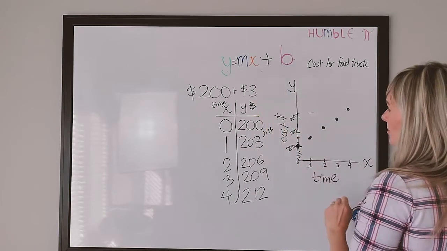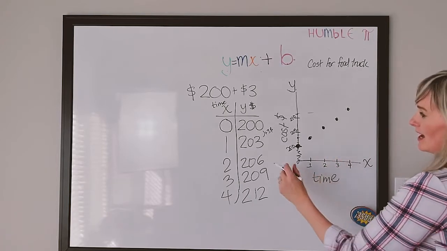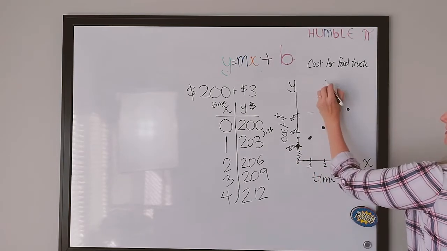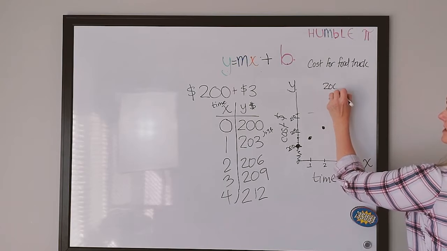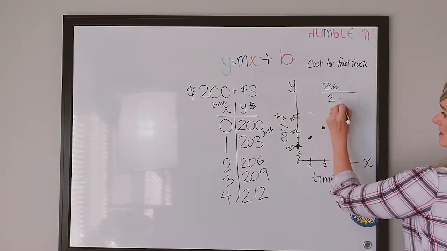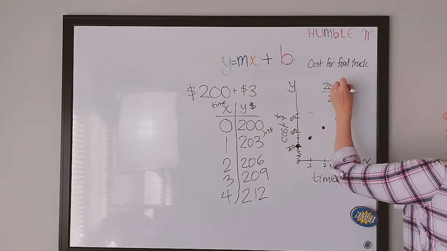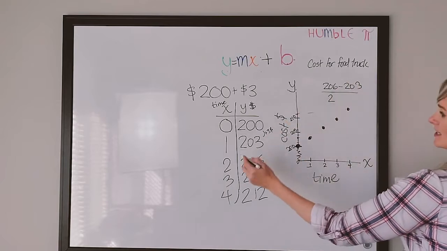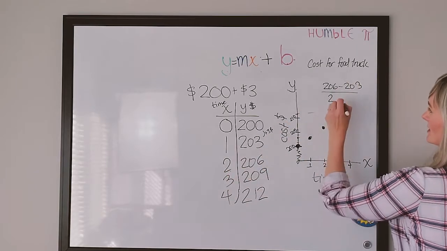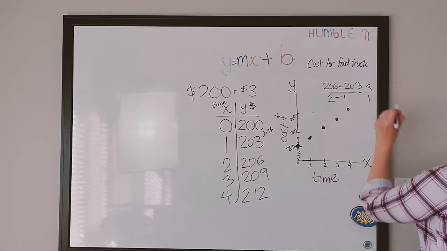And then our slope is going to be the difference between 2 points. So you can try any 2 points. I'm going to use point 206, which is right here with 2. So that's my y value. And my change in y is from 206 to 203, and my change in x is 2 minus 1. So what is my slope? It's going to be 3 over 1.